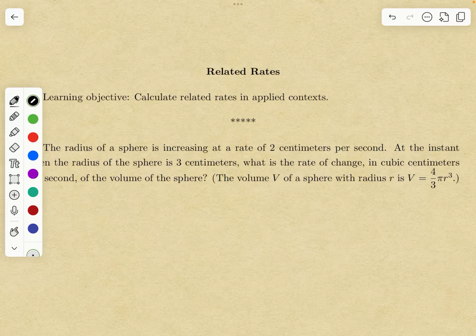In this video, we're going to talk about related rates. And we're going to calculate related rates in applied contexts. So hopefully you have spent some time learning about some of the different rules for calculating derivatives.